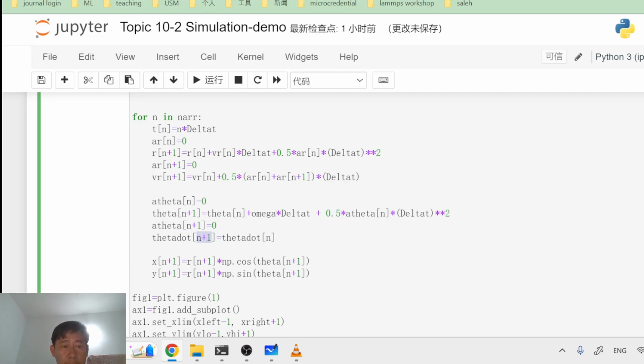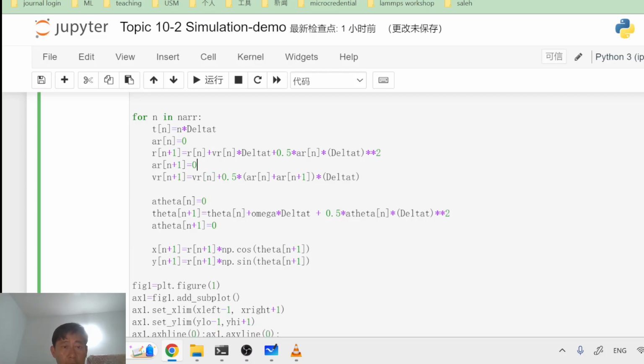I mean, in the time of n plus 1, this is the theta dot at the time before that. And since there is no contribution from the acceleration, the theta dot will always remain constant. Therefore, the theta dot, whether you update it or not, is always equal to the same number, which just equals the omega. So it is not necessary to update the theta dot. That's why I omit this one.